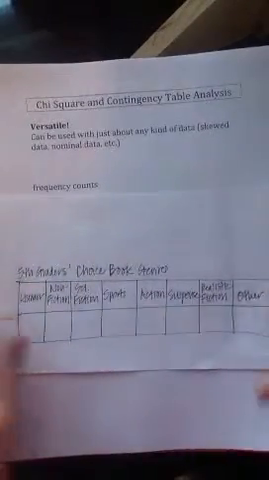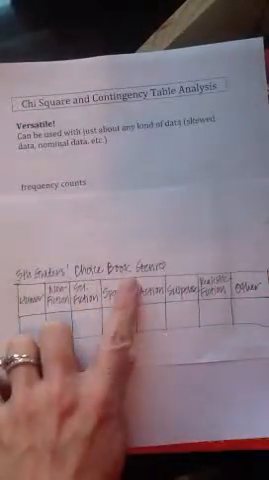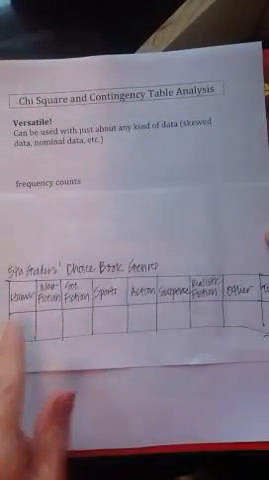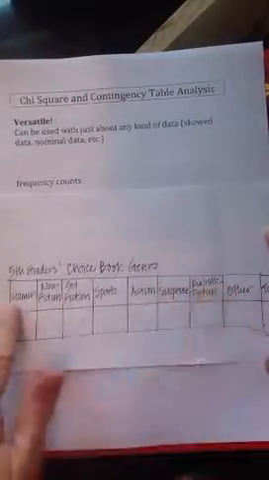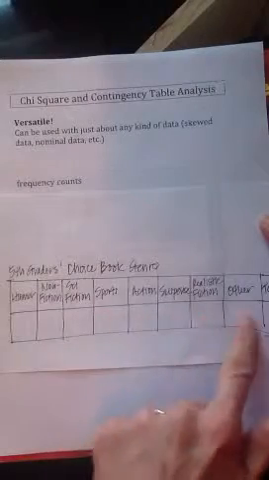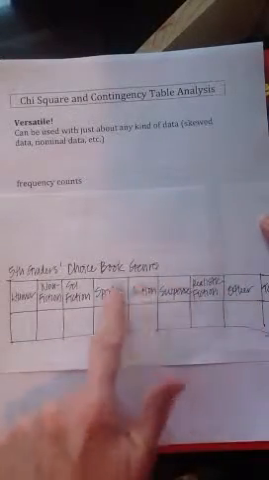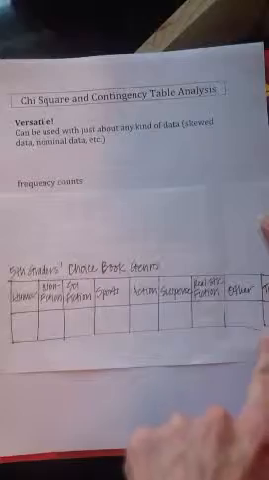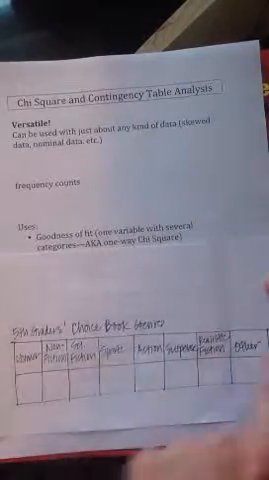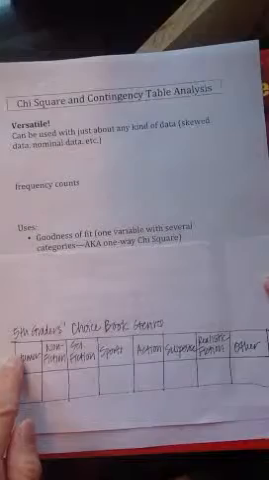Here we have fifth graders' choice book genre. When fifth graders get to choose their own book for independent reading, we might be interested in seeing what kind of genres they tend to choose. So I could put the number of students in each of these categories who selected each of these different types of genres and then total them all up. This would be what's called a one-way chi-square, because it uses one variable, the variable being choice book genre.